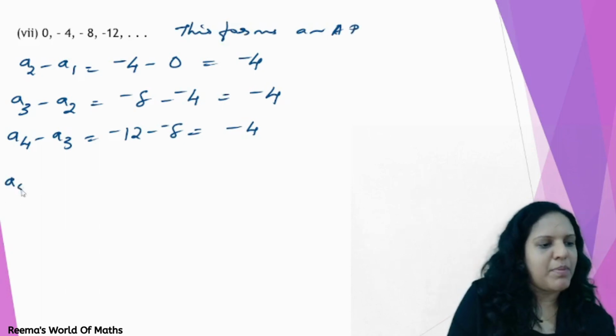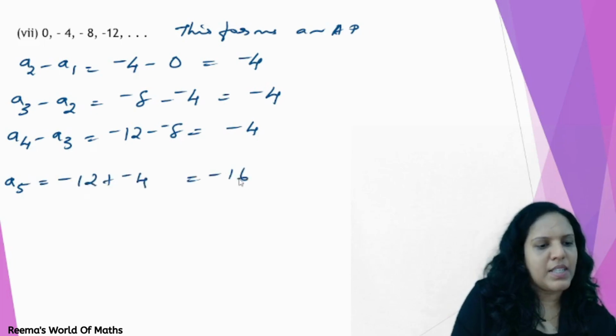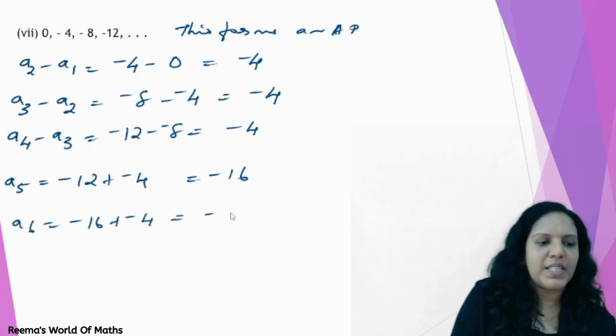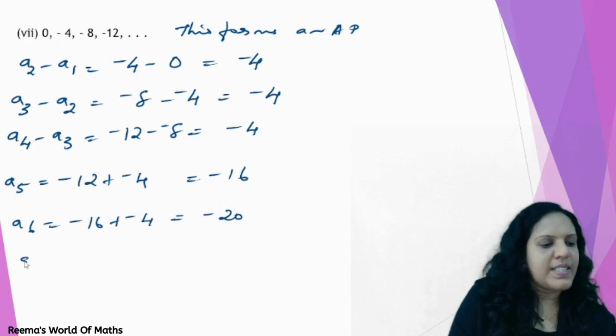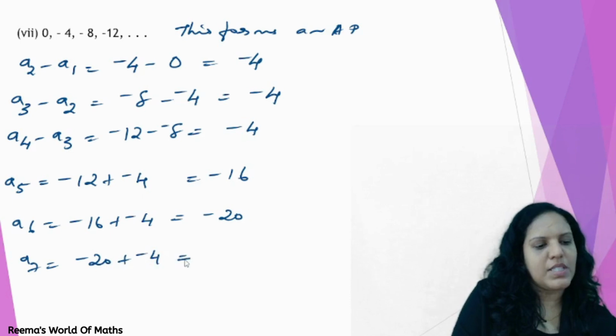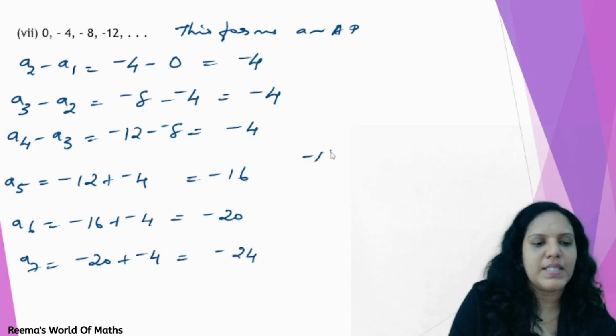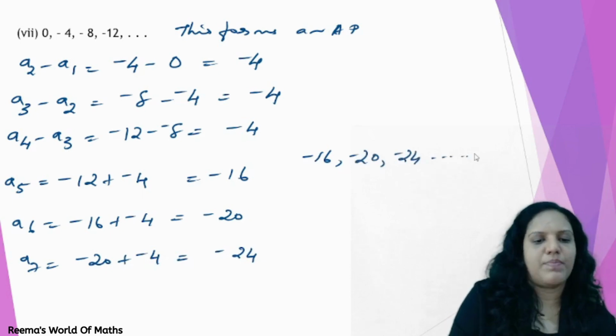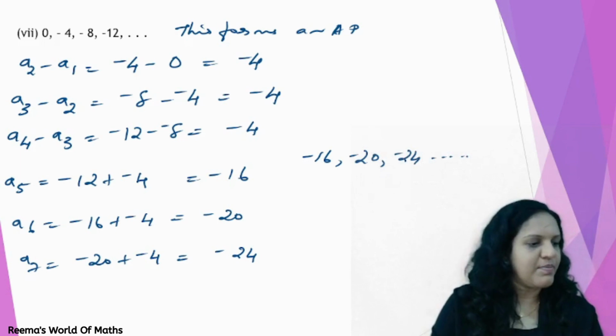A5 equals minus 12 plus minus 4, which is minus 16. A6 equals minus 16 plus minus 4, which is minus 20. A7 equals minus 20 plus minus 4, which is minus 24. So the next 3 terms will be minus 16, minus 20 and minus 24 respectively. Let's see the next question.